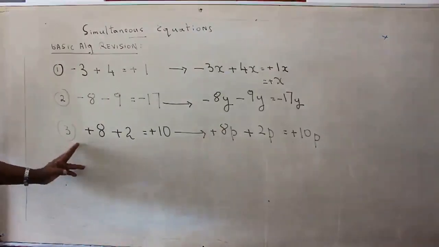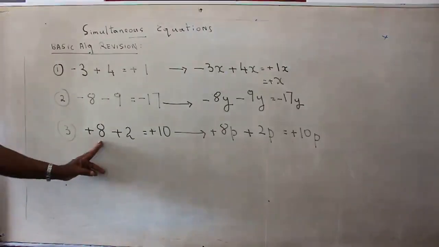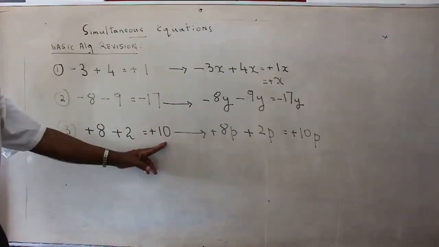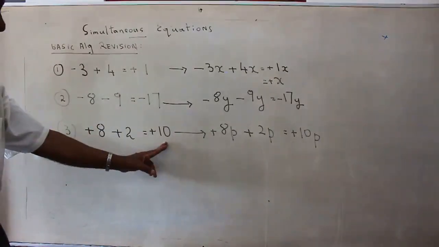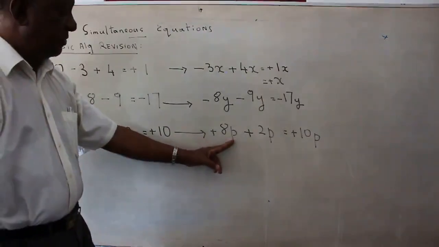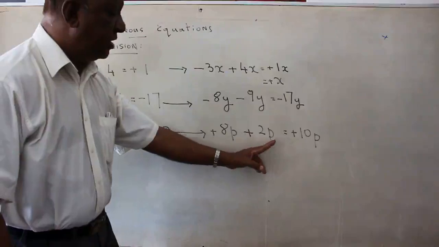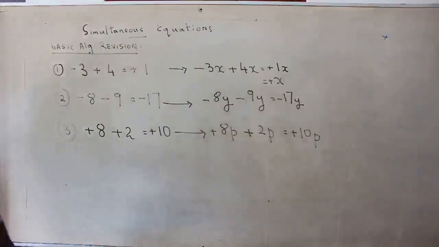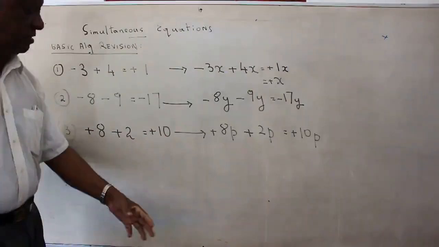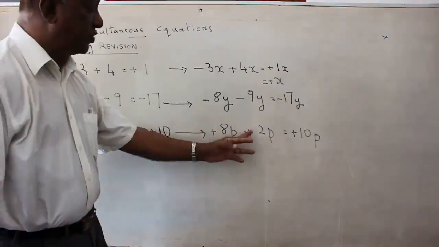Question number 3, plus 8 plus 2. When you combine these two, you get plus 10, which is plus 8p plus 2p, which is equal to plus 10p. Plus 8 plus 2 is equal to plus 10. Plus 8p plus 2p is equal to plus 10p.